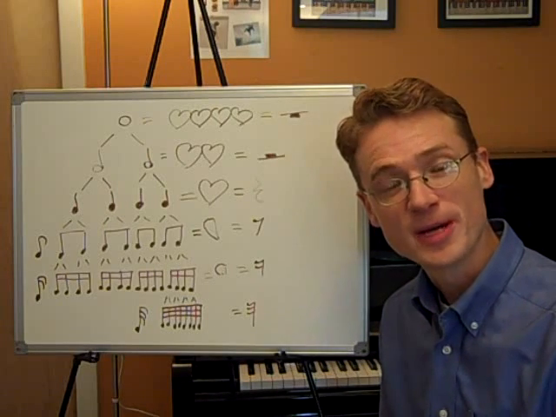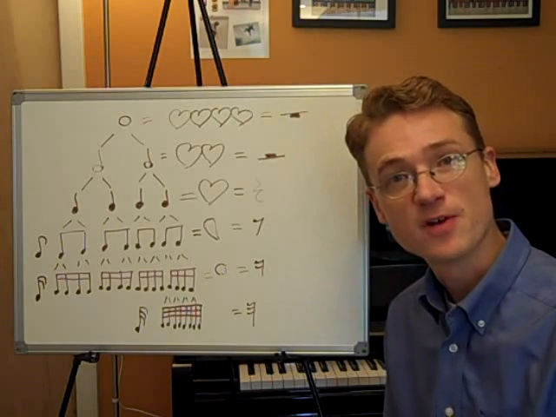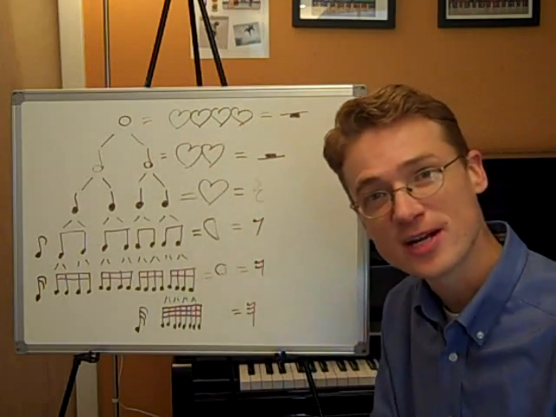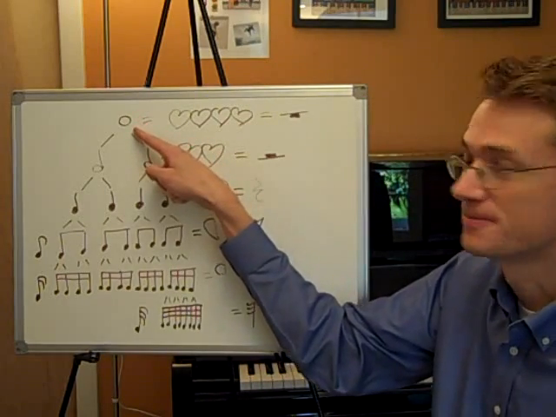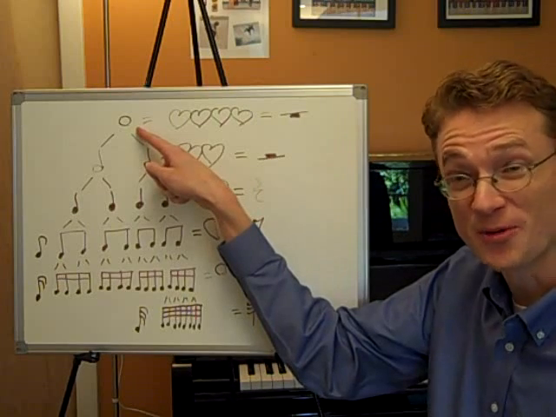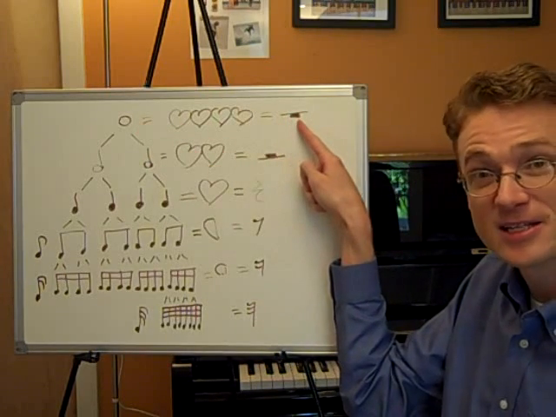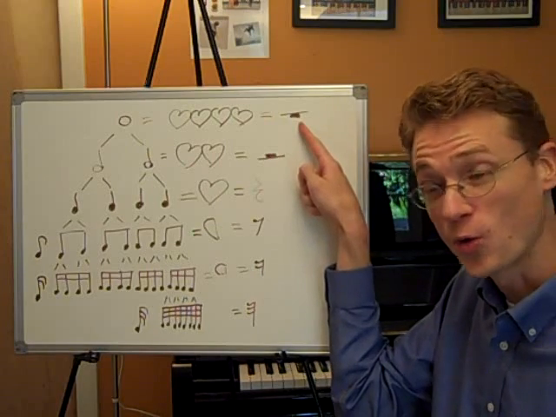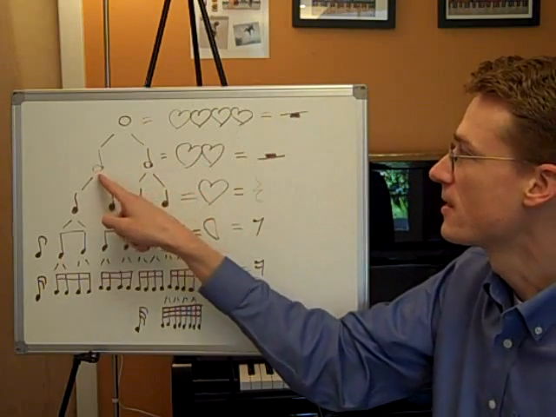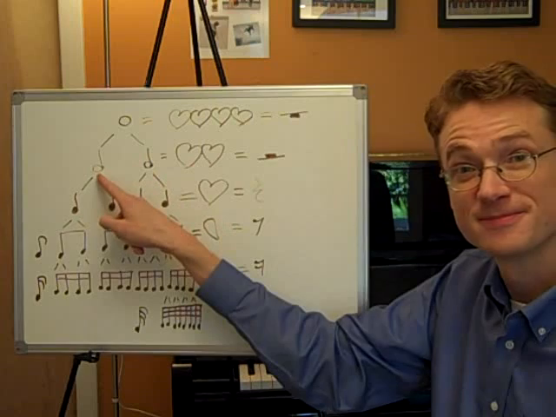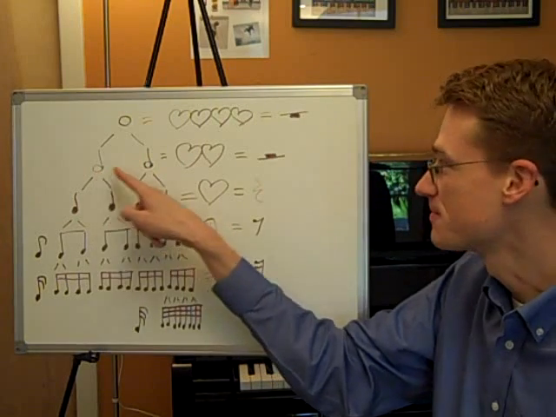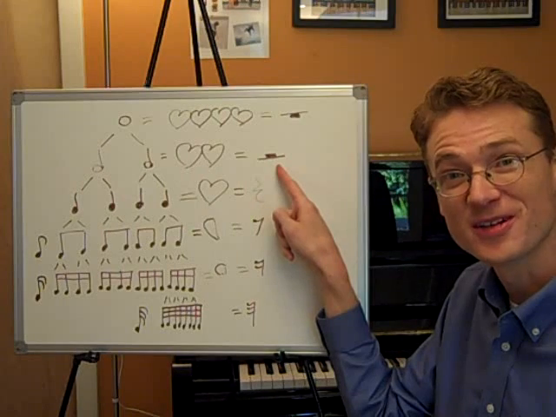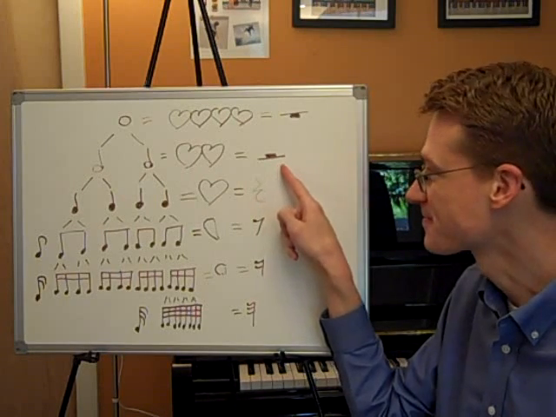So let's review for a moment. Can you say the names of all of these notes with me? I'll point to the note and you try to say it. What's this note? It's a whole note. And its cousin rest is called what? That's right, a whole rest. These two notes are called what? Half notes. They equal two beats, and their cousin rest is called a half rest.